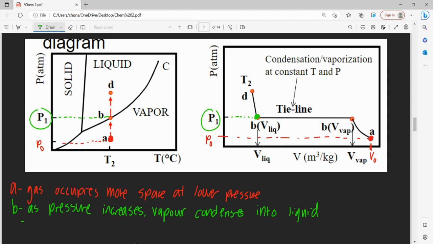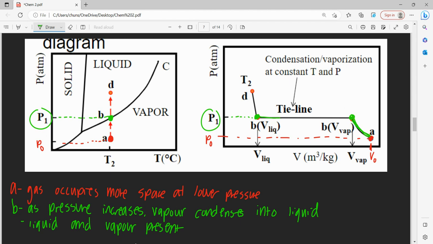Point B lies on our phase boundary line between liquid and vapor, so that means we have liquid and vapor present. So this slope up to this point from A represents our change in pressure. So as there's more pressure applied to the system, there's going to be less volume responding to it.